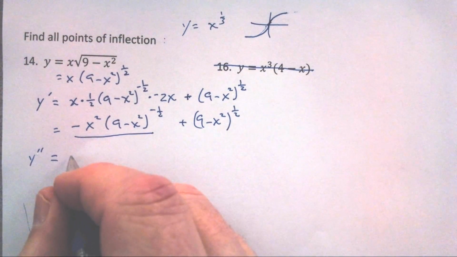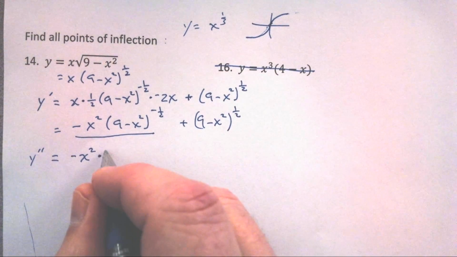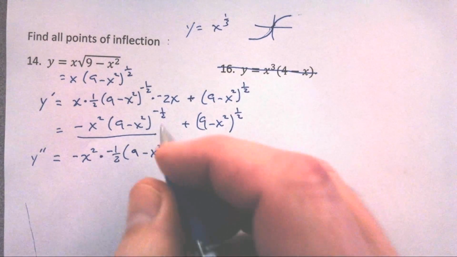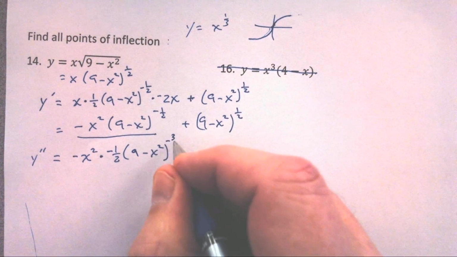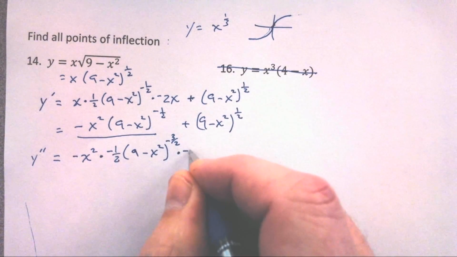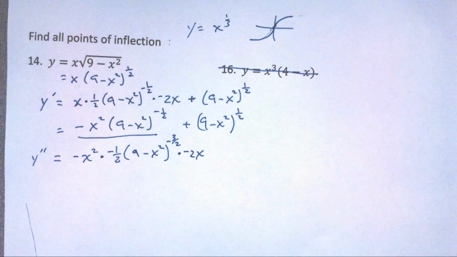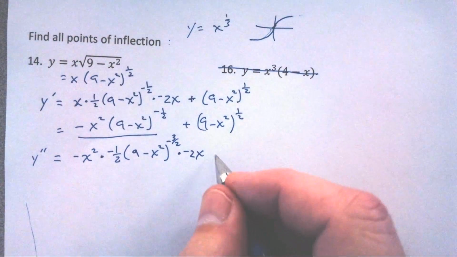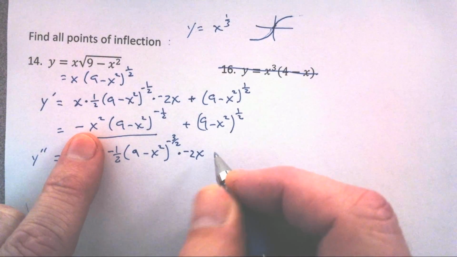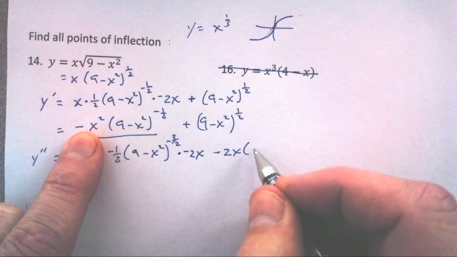So I want just plain first, negative x squared, times the derivative of the second, times negative 1/2, 9 minus x squared to the negative 3/2, reduce it by 1, times negative 2x. That's just half of the product rule, plus the derivative of the first is negative 2x, so minus 2x times the just plain second.